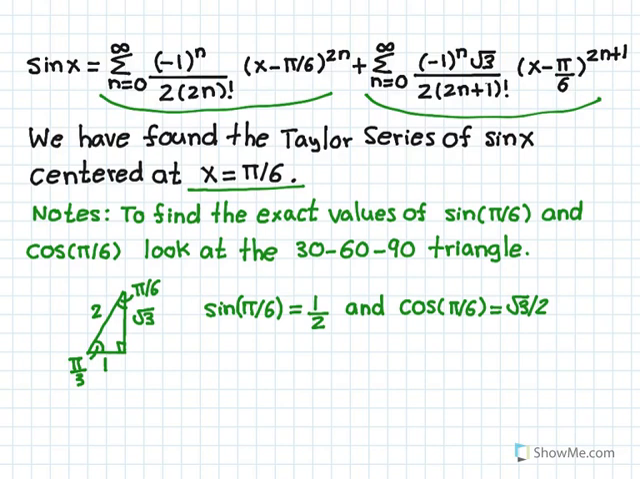And of course, you have to know the 30, 60, 90 triangle. We use this triangle to evaluate sine of pi over 6 as 1/2 and cosine of pi over 6 to be root 3 divided by 2.